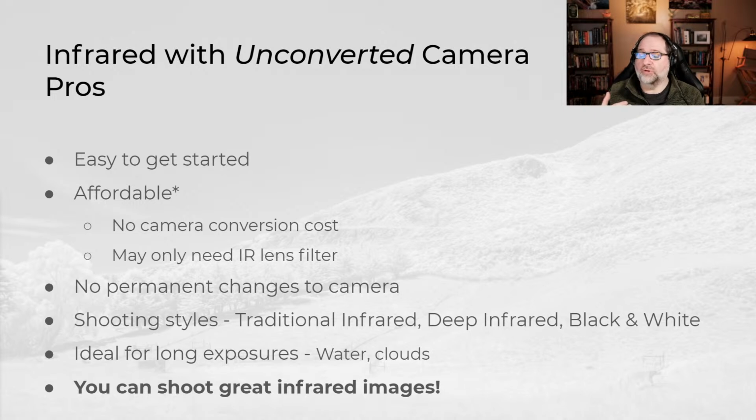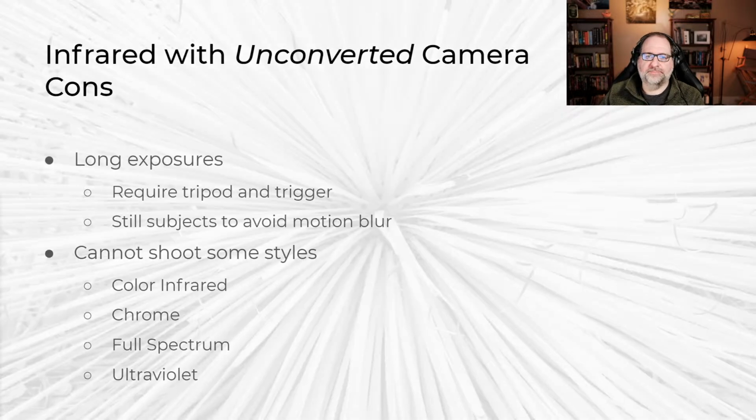This is great for long exposures. So if you're already looking to blur water or clouds, you're going to get that 15 to 30 second exposure, and that's right up your alley. And you can actually shoot great infrared images with an unconverted camera. I have shot a lot of images that I'm extremely happy with. So while I probably shoot more with converted cameras, this is a great way to get started, and there are lots of great things you can do with an unconverted camera.